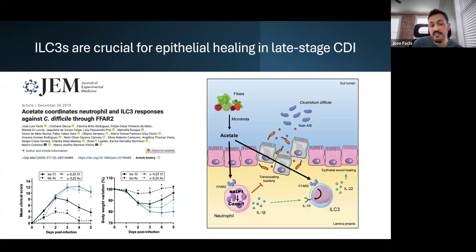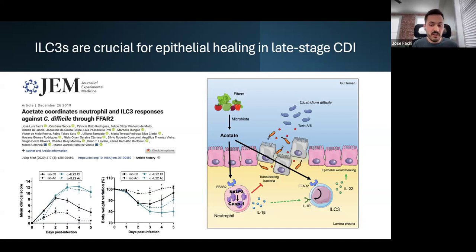We published a few years ago with my previous lab in Brazil, in collaboration with Dr. Colonna here in the US. This work basically showed that the microbiota is important for avoiding C. diff colonization and infection because they produce short-chain fatty acids, and this molecule can coordinate the innate immunity in the lamina propria. One of the main findings was that ILC3s were affected by this short-chain fatty acid metabolite, and they produce high levels of IL-22. And this cytokine is very important for inducing the epithelial healing.